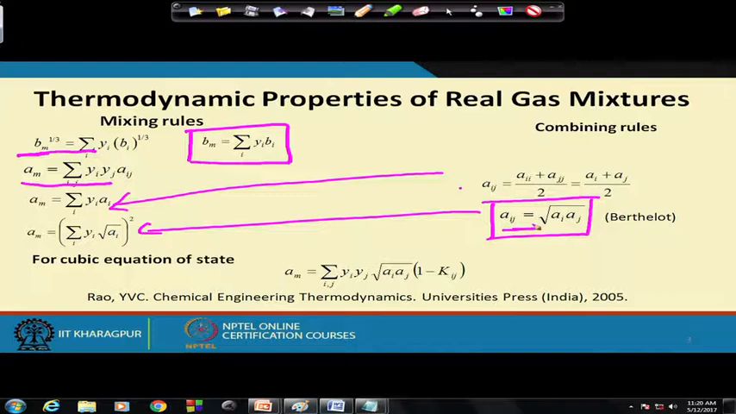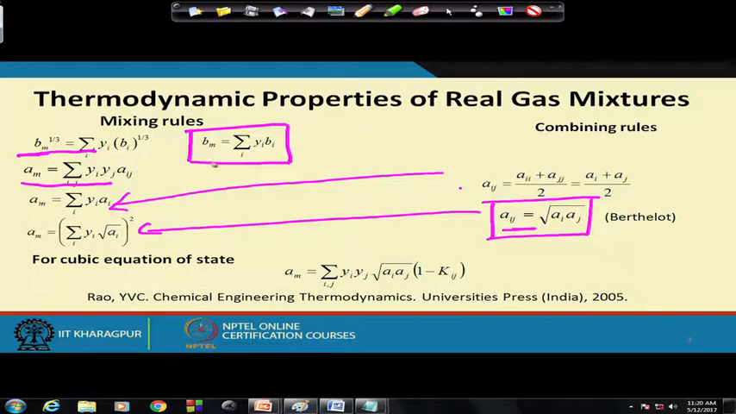So, therefore, we find that for any cubic equation of state, this is not only for van der Waals equation of state, usually we find that B is expressed by this equation and A is expressed in terms of this equation. Now, here we find that we have introduced a parameter Kij. Kij is nothing but the binary interaction parameter between components I and J. It arises due to the binary interaction.